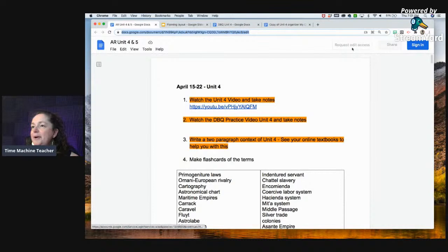All right, so this is going to be your assignment for the Amazing Race Unit 4 and Unit 5. I have not checked the Amazing Race for Units 0 through 3 yet, but I'll do that this weekend, and hopefully by next week I'll have the tallies of who's in the lead as far as points go.